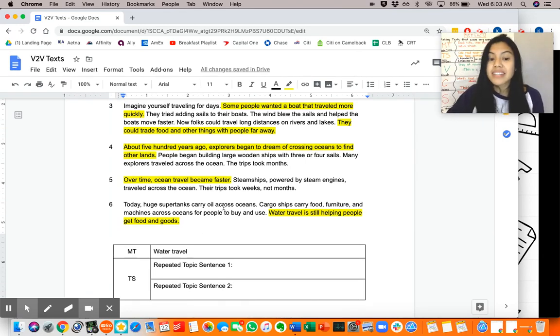The other sentences in the paragraph tell me ways that people get those food and goods and how. How do people get goods? Huge super tanks carry oil. How do people get food? Cargo ships carry food and other machines across the oceans. Let's go ahead and add that to our Google form.